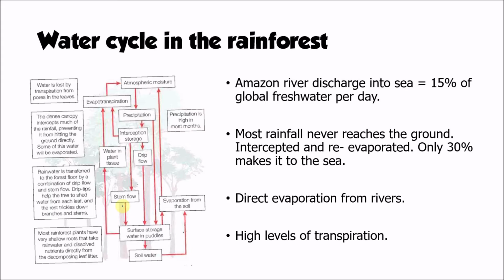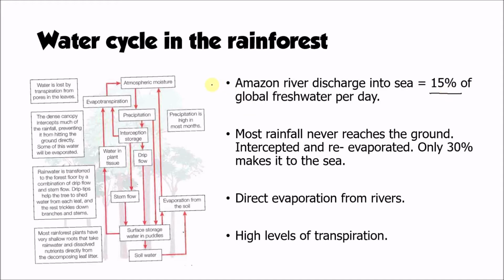The diagram on the left hand side shows you generally how water is moved around the rainforest. There are a few things that it's important to note. Firstly, it's important to consider the amount of fresh water that is being moved around this system. The Amazon River's discharge is equivalent to about 15% of all of the fresh water being discharged into the oceans every day, just from that one river. So that gives you an indication of the amount of water that we are talking about within this system.